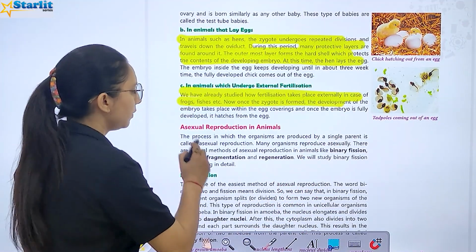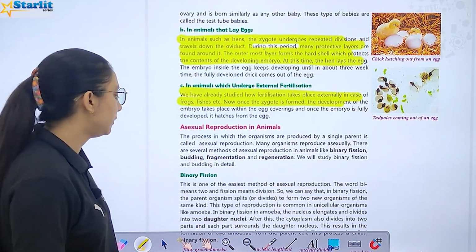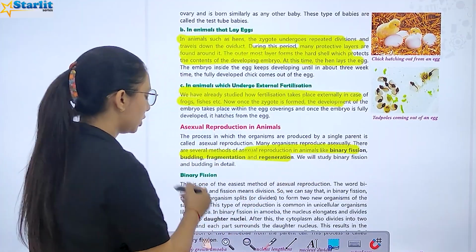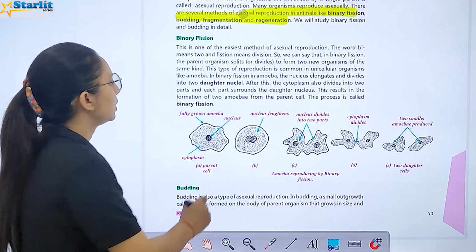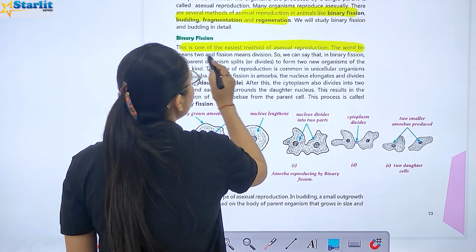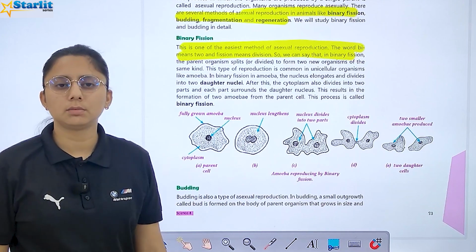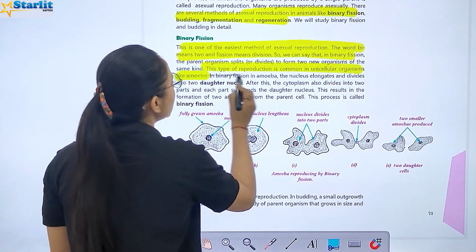So we can say that next is asexual reproduction in animals, like binary fission, budding, fragmentation. These are all asexual reproduction methods. First is binary fission. This is one of the easiest methods of asexual reproduction. The word bi means two and fission means division. Right? So we can say this type of reproduction is common in unicellular organisms.